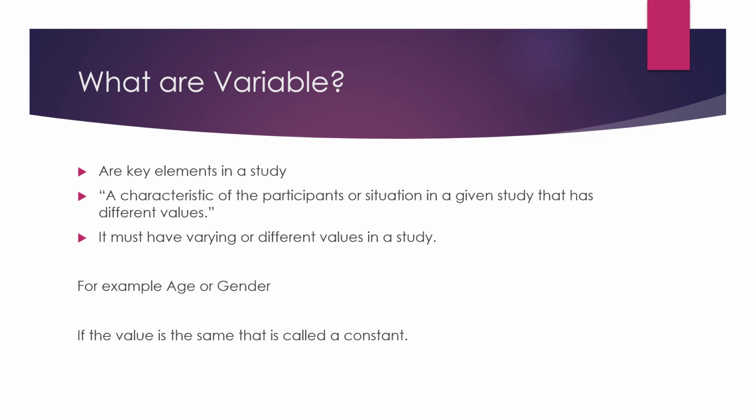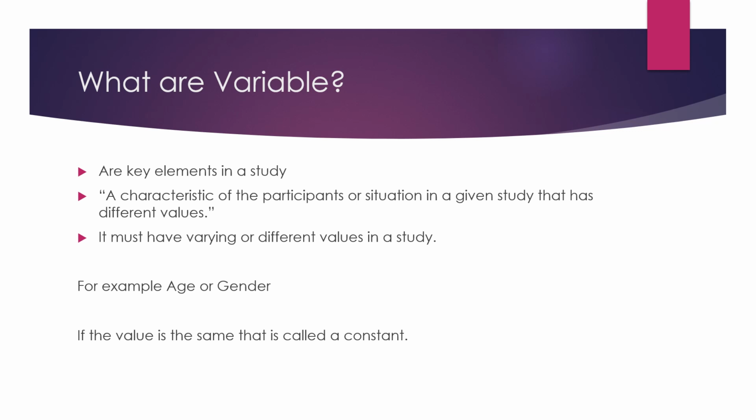Now that we've been over research problems, questions, and hypotheses, now we will go over what variables are. Variables are key elements in a study. The definition of a variable is a characteristic of the participants or situation in a given study that has different values. So the values must be varying or different in the study.